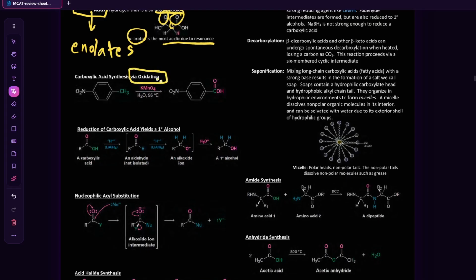You can make carboxylic acids through oxidation. This is related to the aldehyde chapter, where we can oxidize a primary alcohol or an aldehyde with a strong oxidizer, and it doesn't just stop at the aldehyde, it keeps going until you get a carboxylic acid. You can also oxidize a primary or secondary alkyl group directly on a benzene ring, as shown here with KMnO4 as the agent, converting a methyl group straight to a carboxylic acid on the aromatic ring. So this is a straightforward way of doing it.